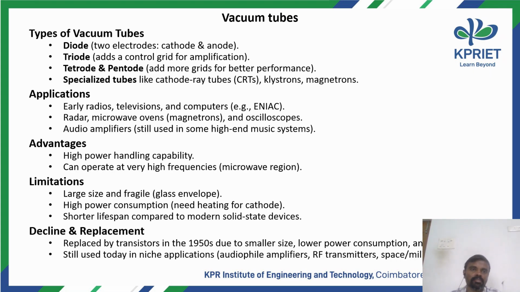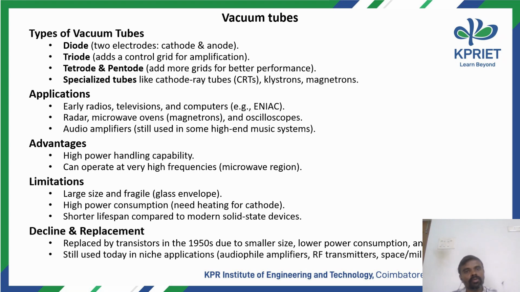Then regarding the types, based on the number of electrodes used, they are categorized into multiple types. The first one is called a diode, the simple one, which has only two things: one is the cathode, another one is the anode. The next thing is the triode. Along with the cathode and anode, when a control grid is added for amplification, it is called a triode. Why we need a control grid for amplification: the prevention of signals from loss is also one kind of amplification.